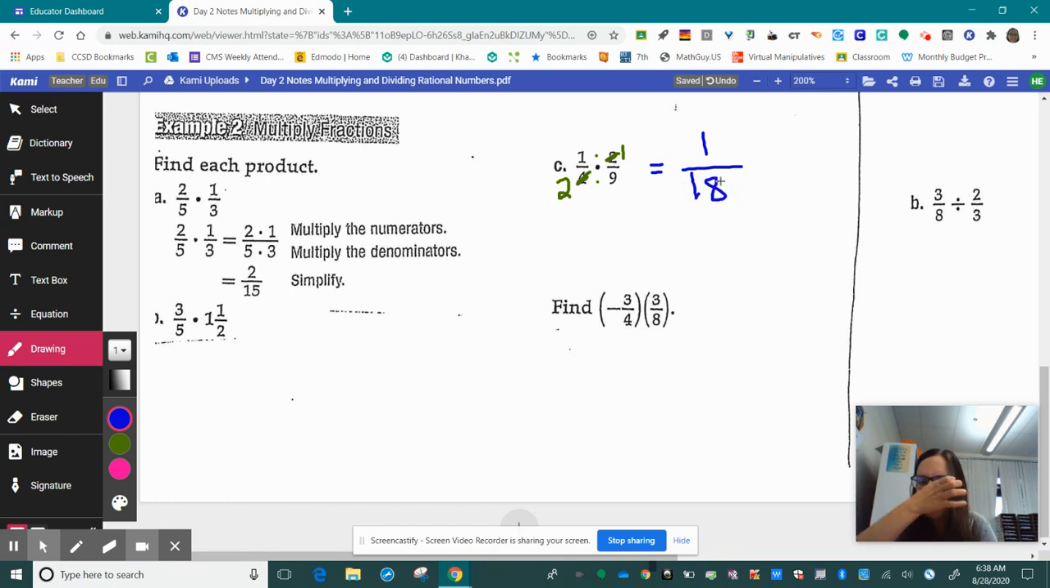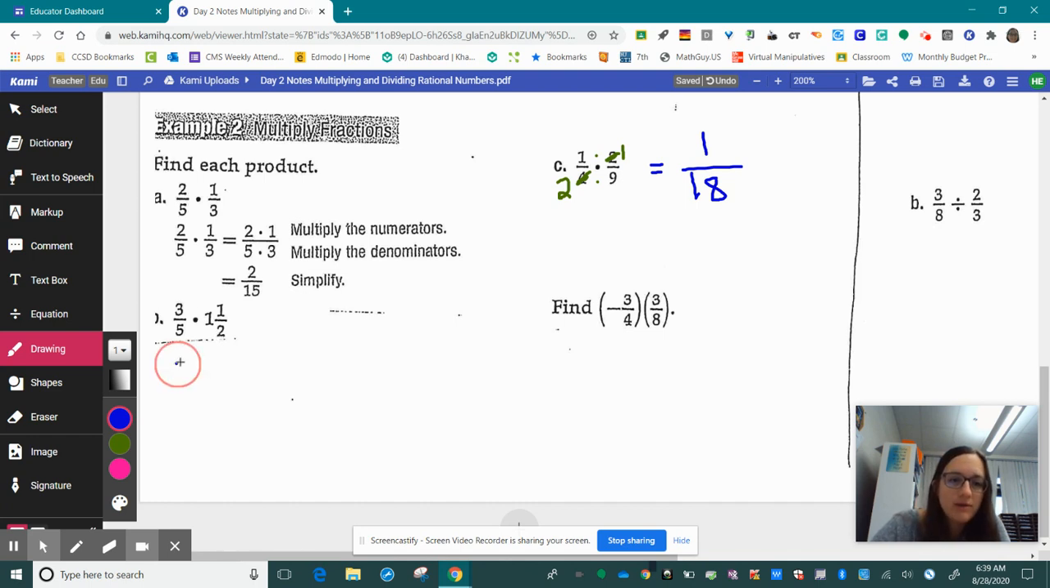Could you have done it the other way? Yes. Yes. This might save you some time. Those mental math students, you're going to like that. Okay, from here, our next one is pretty easy, but we can't multiply until we make this fraction improper.